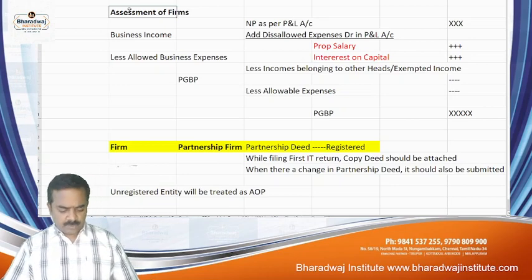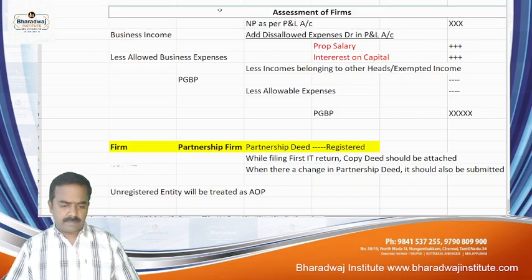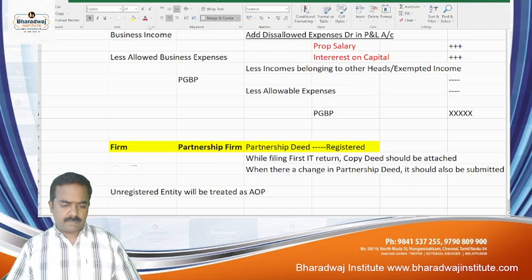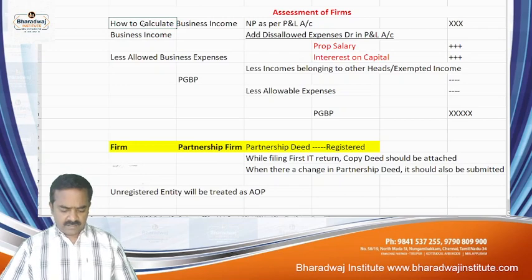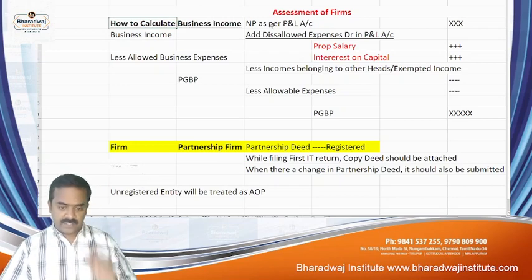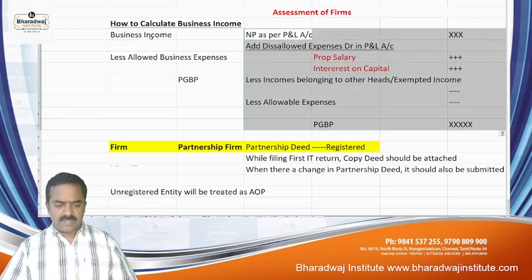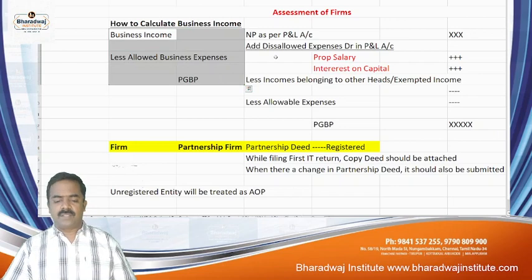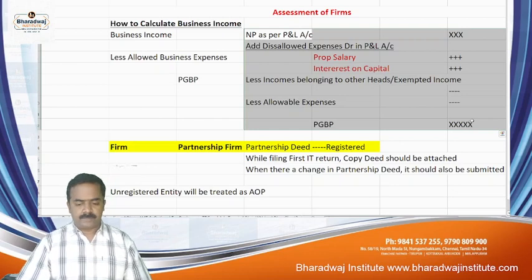Okay. Before learning assessment of firms, we just recollect how to work out PGBB. Take up this. How to calculate which income? Business income. This is in general. Then let us move on to assessment of firms. This is not specific to assessment of firms. This is a general one. This is the first method, direct method. This is a reverse method of working and finding out. Take up this, please.